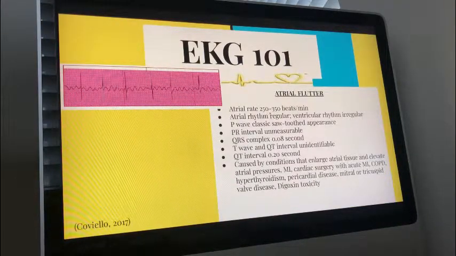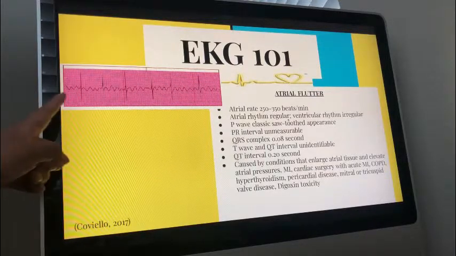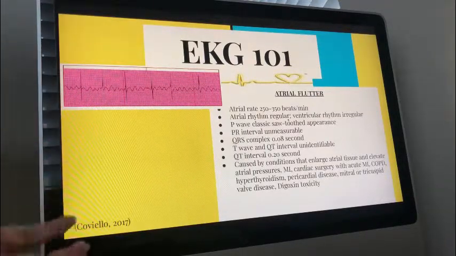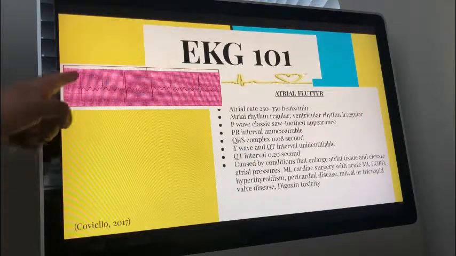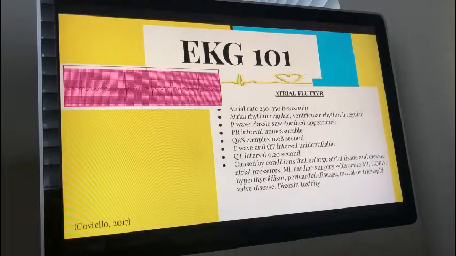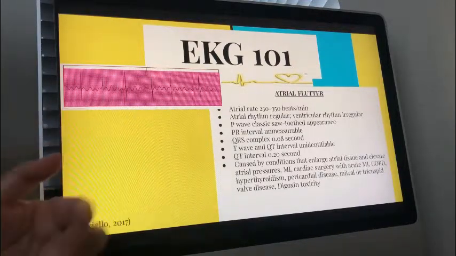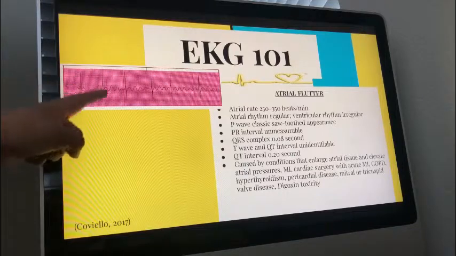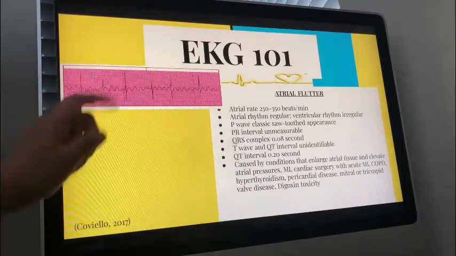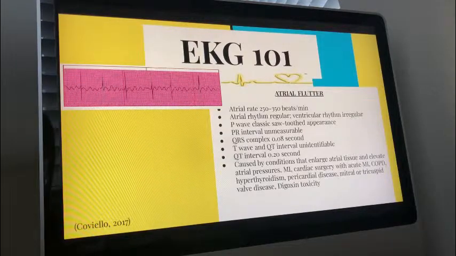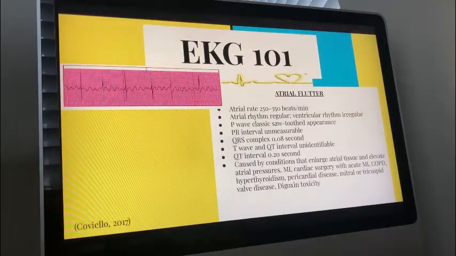This is atrial flutter. The rate is 250 to 350 beats per minute. The atrial rhythm is regular. Ventricular rhythm is irregular. P wave has a classic sawtooth appearance. Can't measure PR interval. The QRS complex is about 0.08 seconds. The T wave you can't identify, and the QT interval is 0.2 seconds.